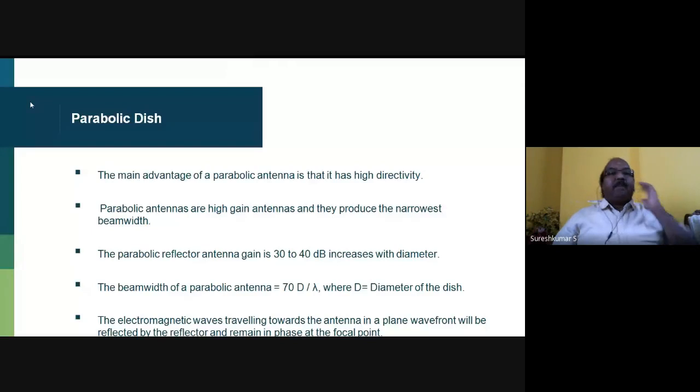Okay, so the parabolic dish. The main advantage of a parabolic dish is that it has high directivity. As I told you, the beam is very much pointed and highly directional. Another thing is that parabolic dishes are high gain antennas and they produce a narrow beam width. A parabolic reflector normally gives a 30 to 40 dB gain. That is why people are behind the parabolic reflectors. And beam width can be calculated by this formula, like 70 D by lambda. It depends not only on the frequency, but also on the diameter of the dish.